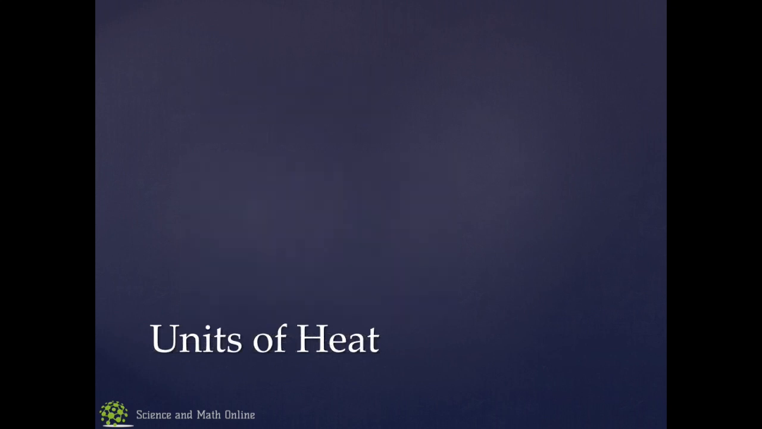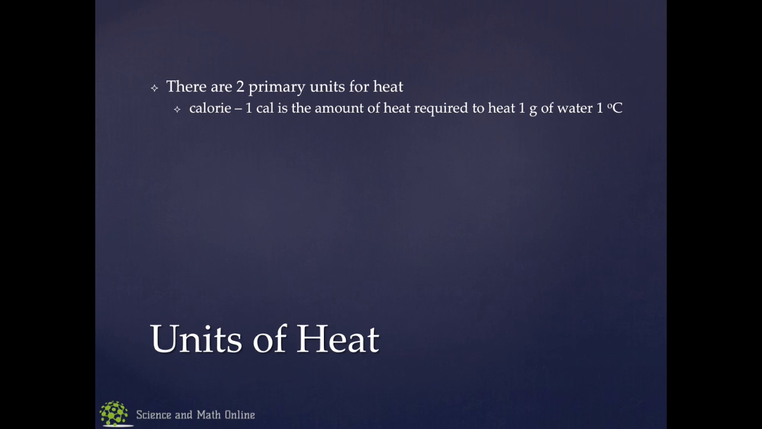All right, units of heat. Two primary units of heat, calorie. Once again, we said that heat's a form of energy, so we measure the energy in food by calories, which is a little different, as we'll get to in a second. A calorie is defined as the amount of heat required to heat 1 gram of water 1 degree Celsius. So not a whole lot of heat.